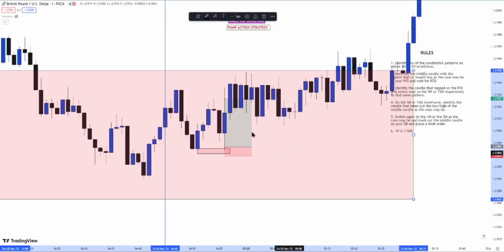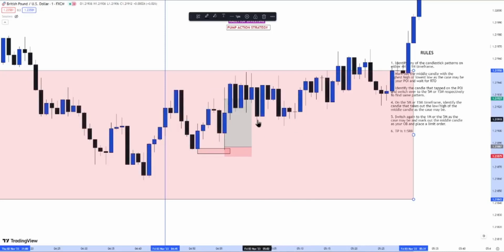So now we want to look for another opportunity. Now another opportunity has presented itself here. Take a look at this candle. This is a low, this is a lower low, and this is a higher high. So this middle candle that prints the lowest low is your OB. Like I said, you can mark the whole of this candle.